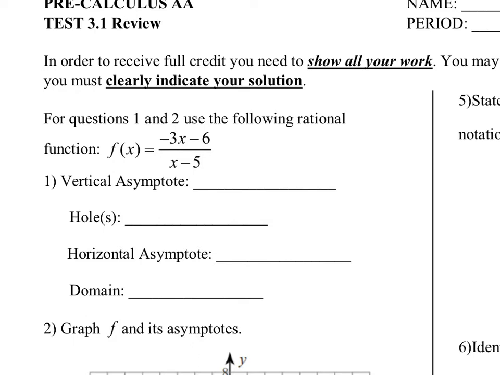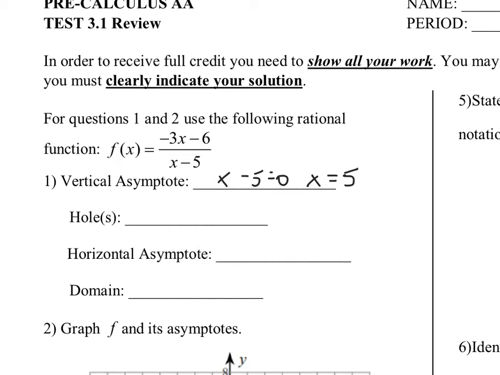Okay, so the vertical asymptote is going to come from the denominator. What makes the denominator equal to 0? So we're going to set the denominator equal to 0 and solve for x. All right, so x minus 5 equals 0. And when I solve for x, I get x equals 5. This is also my vertical asymptote.